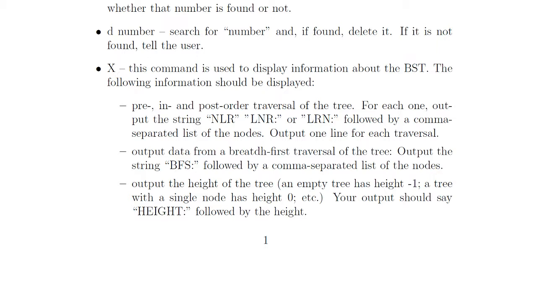Print out the numbers on one line for each of these traversal orders, separated by commas. So NLR colon, list of nodes, LNR colon, list of nodes, LRN colon, list of nodes, three lines. Then you're going to do a breadth first search. BFS colon and a list of the nodes in breadth first order. Then you're going to calculate the height of the tree and print that out. So height colon followed by a number that corresponds to the height of the tree.